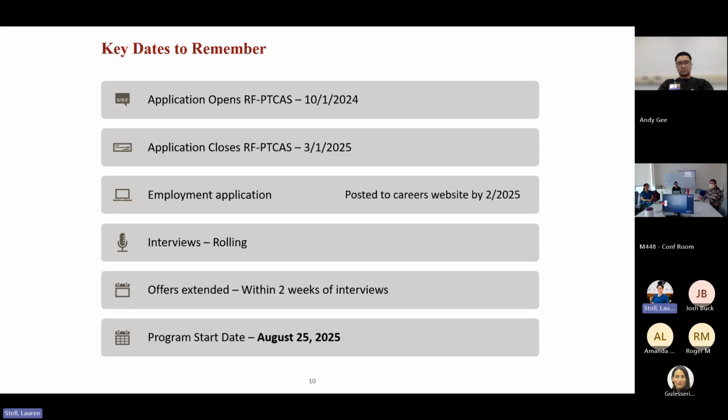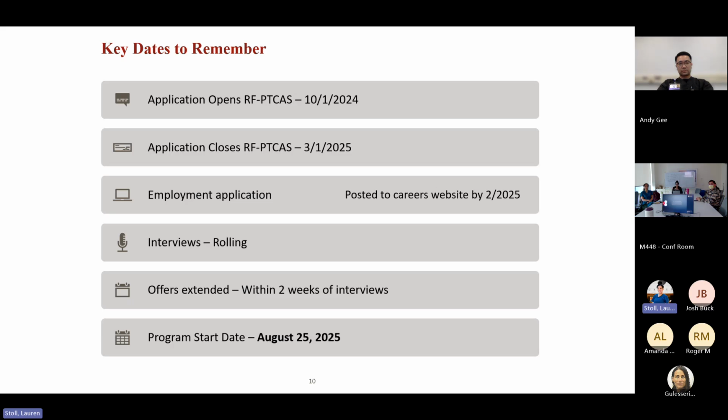The employment application, like I mentioned, hopefully will be posted to the careers website by February. I'm in talks with HR right now, so as soon as I know, it'll probably be posted on LinkedIn, and then we'll make sure that it's being advertised there. And then the interviews really occur on a rolling basis.